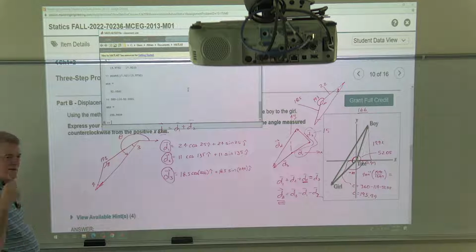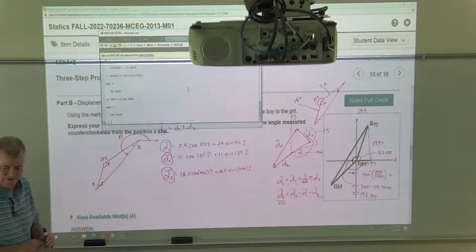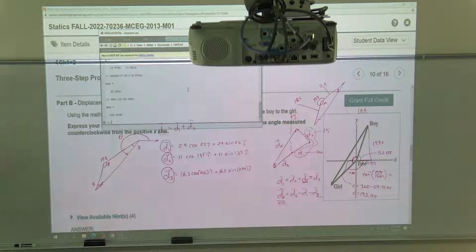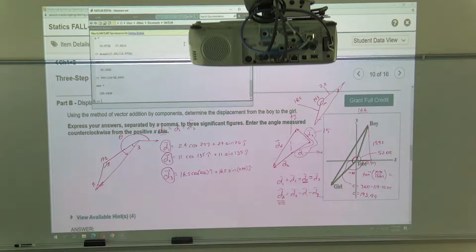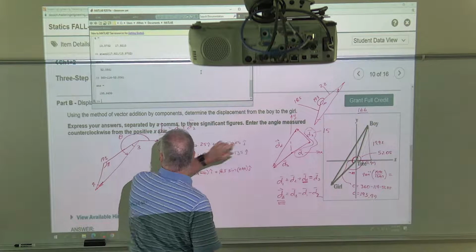Did they want that one? I guess that's why I'm getting confused, because I was trying to do law of sines and stuff. Well, the law of sines will give you that angle, and then what you could do here, let's move this up out of the way because I can't see. Okay, using the method, determine the direction of the boy to the girl.